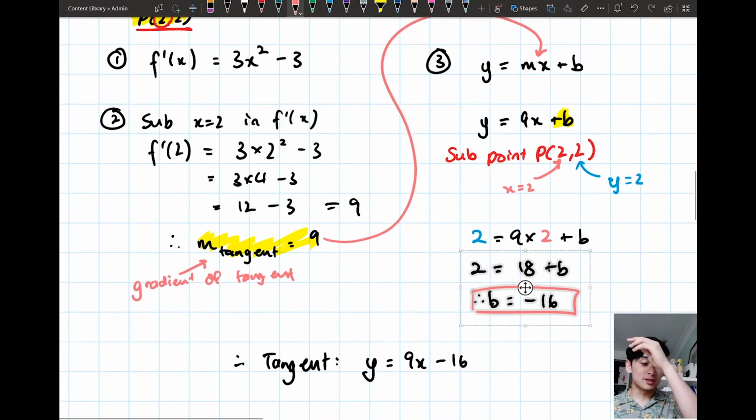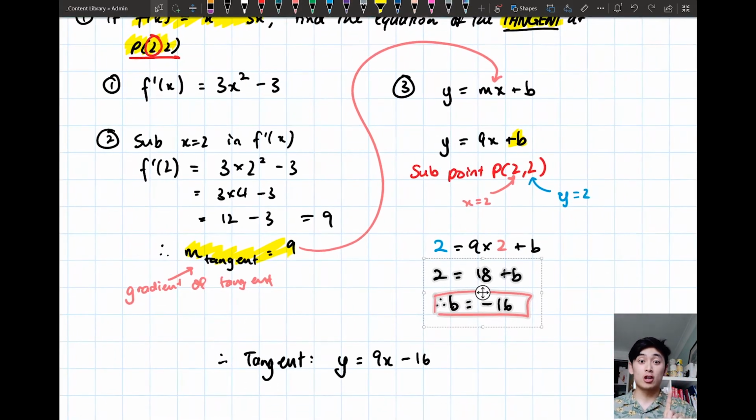So three steps: differentiate the function so we can get the gradient function. Second step, we substitute the x value of our point. That will give me the gradient of the tangent. Third step is to put those values, the value of my gradient and also my point, into my equation so that I can find the value of b and then write the equation together, putting all those parts together.